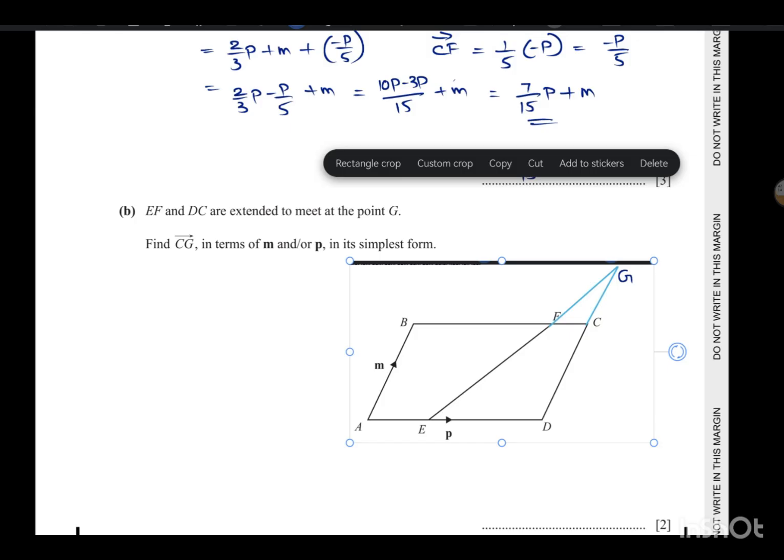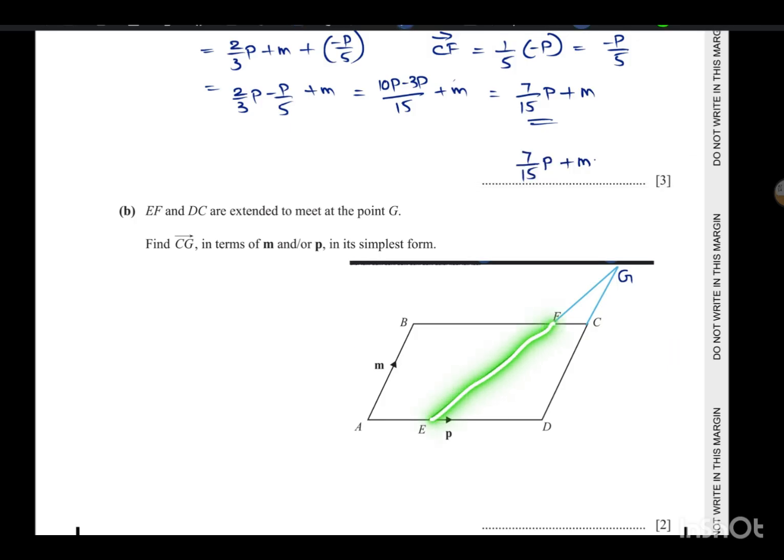EF and DC are extended to meet at point G. So let me take this diagram and make you understand. Now we need to find CG in terms of M and or P in its simplest form. We need to find this CG vector.